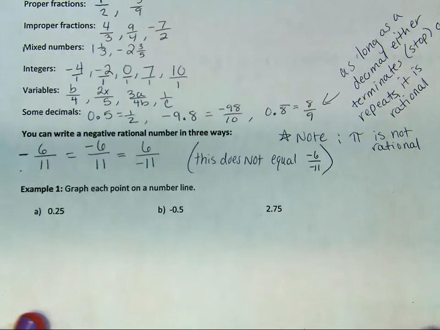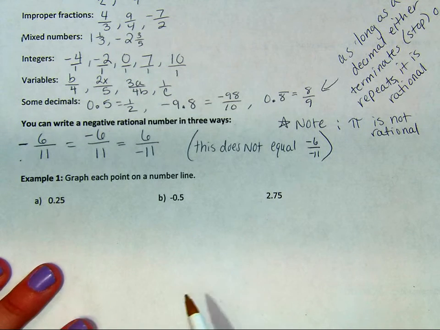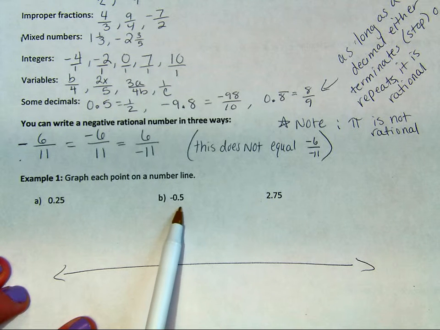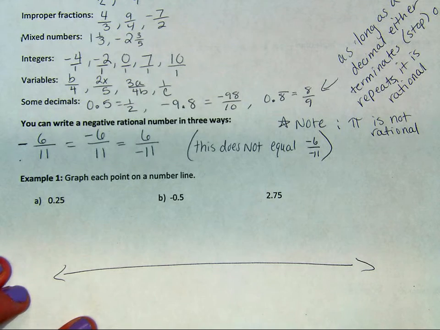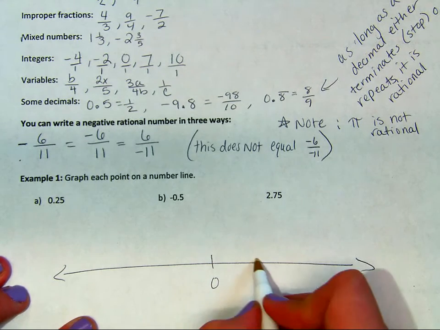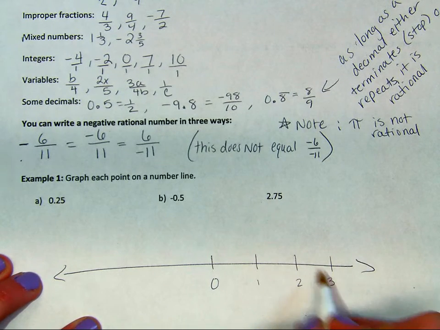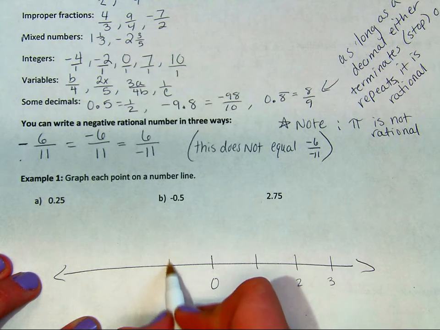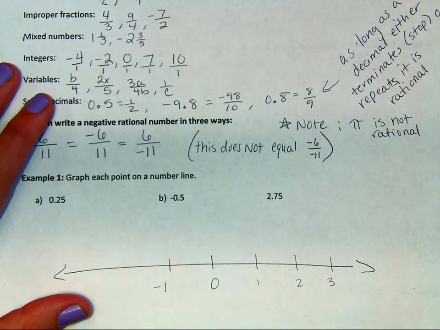All right, so let's practice graphing some rational numbers on a number line. I'm just going to make one number line and put these all on there. So my numbers go from negative 0.5 all the way up to 2.75. So I'll go ahead and put 0 in the middle, and I'll make my numbers go up to 3. 1, 2, 3, since 2.75 is in between here. And then I need to go back at least to negative 1, because I need to plot negative 0.5.